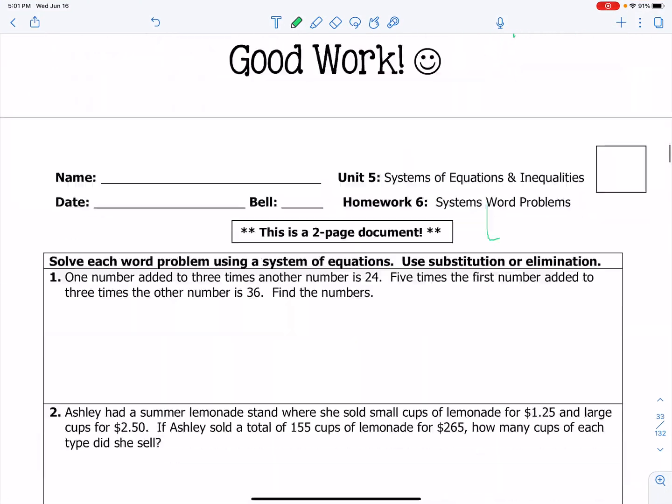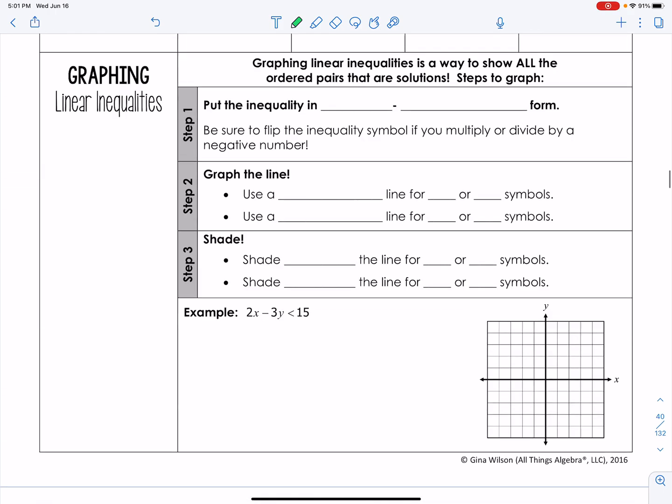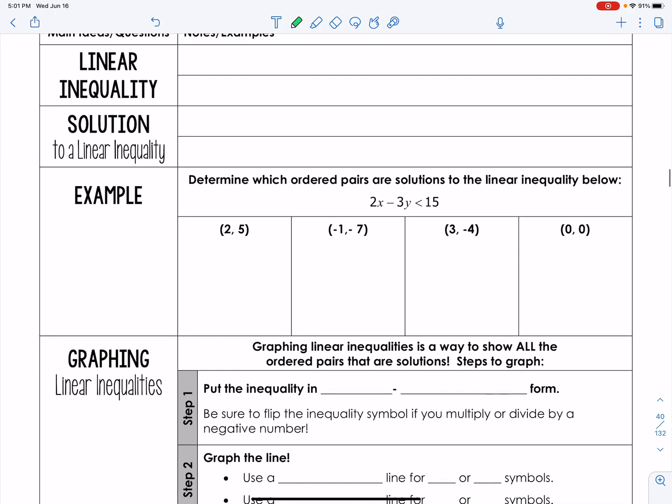Right, so this is the last section in the systems one. And so we're going to talk about linear inequalities. And these are like a linear equation, but you're going to shade. You have more than one answer. Okay, so a solution is all of the ordered pairs.